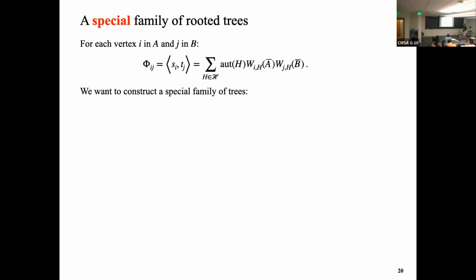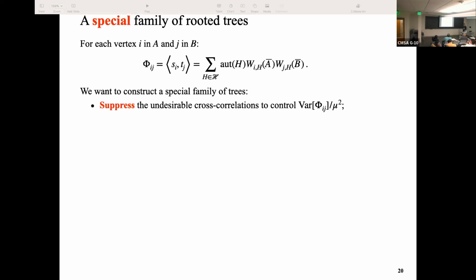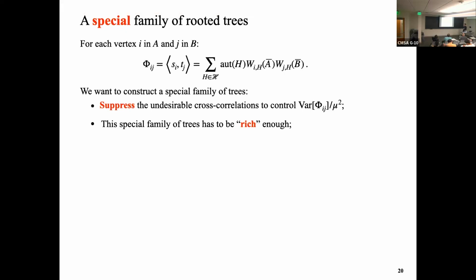the main construction. Okay, so the form of the similarity score is the same, except I need to describe exactly what trees we work with. So these trees should suppress the undesired cross-correlation between these terms so that they roughly have the behavior I described, so that this variance divided by first moment squared going to zero is still guaranteed under the main Otter threshold condition. And these trees also need to be rich enough, right? I do not want to compromise the Otter threshold.